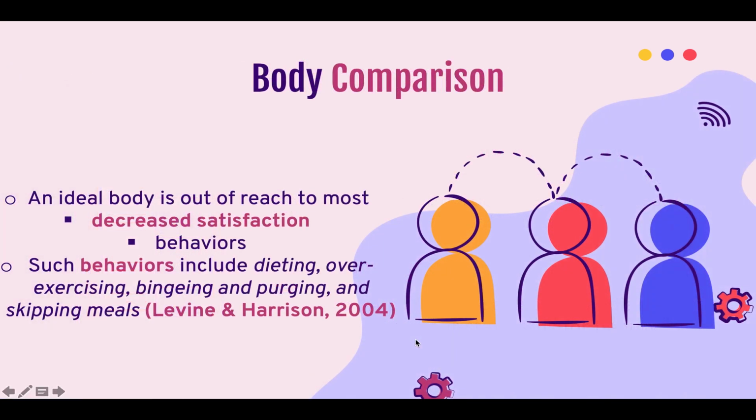As we said in the second part, when using Instagram, people have the intent to compare their appearance to others. An ideal body is our benchmark for most. That may lead to decreased satisfaction with one's own body and to behaviors aimed at meeting this ideal. Such behaviors include dieting, over-exercising, binging and purging, and skipping meals, according to a 2004 study by Levine and Harrison.